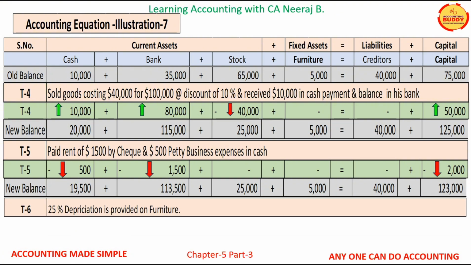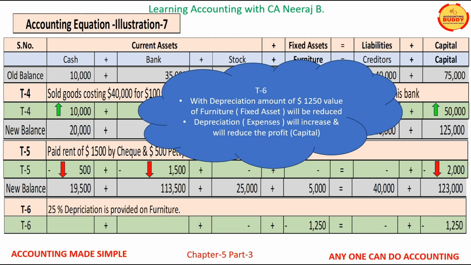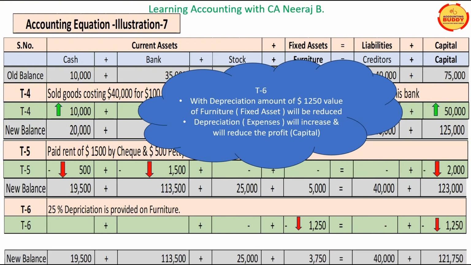T6 transaction on your screen is 25% of the depreciation is provided on furniture. If you analyze this transaction, the two accounts which are getting affected by this transaction are furniture and the business expenses, which will affect the capital. Furniture, which is an asset, will affect the left hand side of the accounting equation, and depreciation will affect the capital on the right hand side of the accounting equation. Furniture value will be reduced by $1,250, and so as the value of the capital.